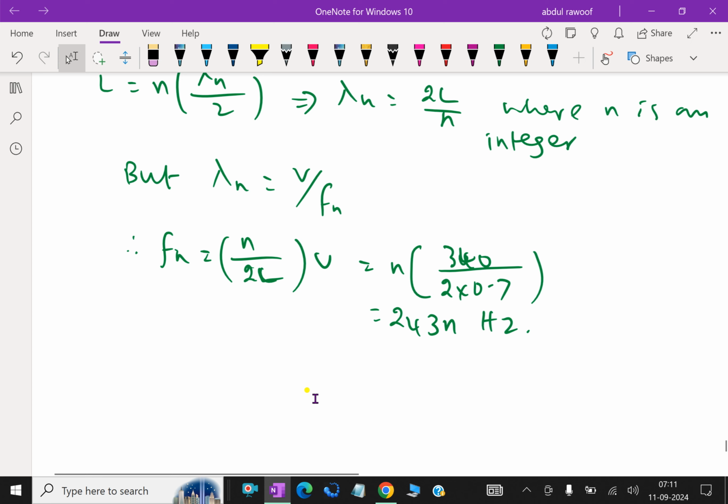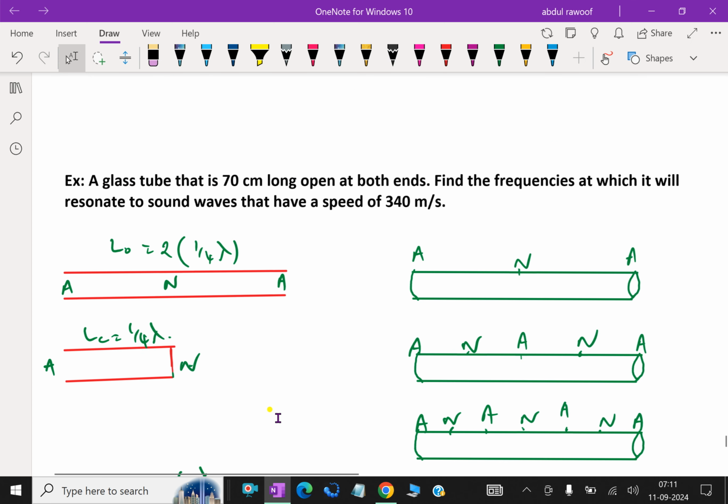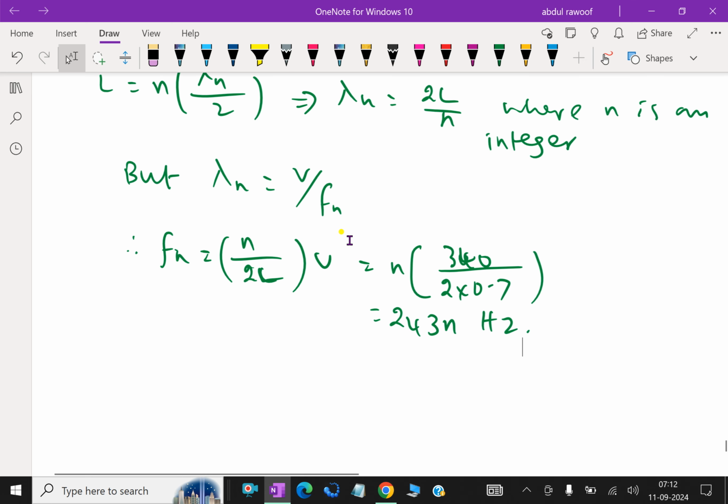Hence, find the frequency at which it will resonate to sound waves that have the speed. If the speed of sound is 340 meter per second, for a 70 centimeter long tube open at both ends, then the natural frequency Fn becomes 243 times n, where n is an integer.